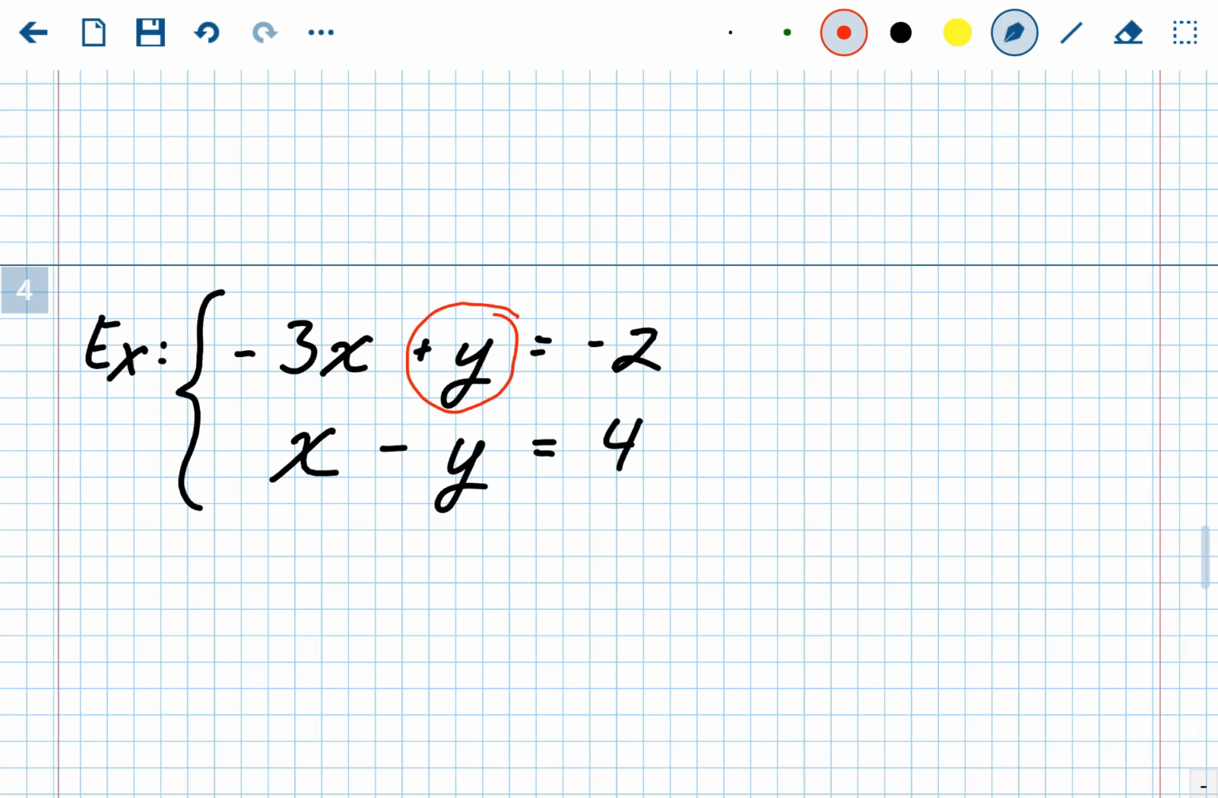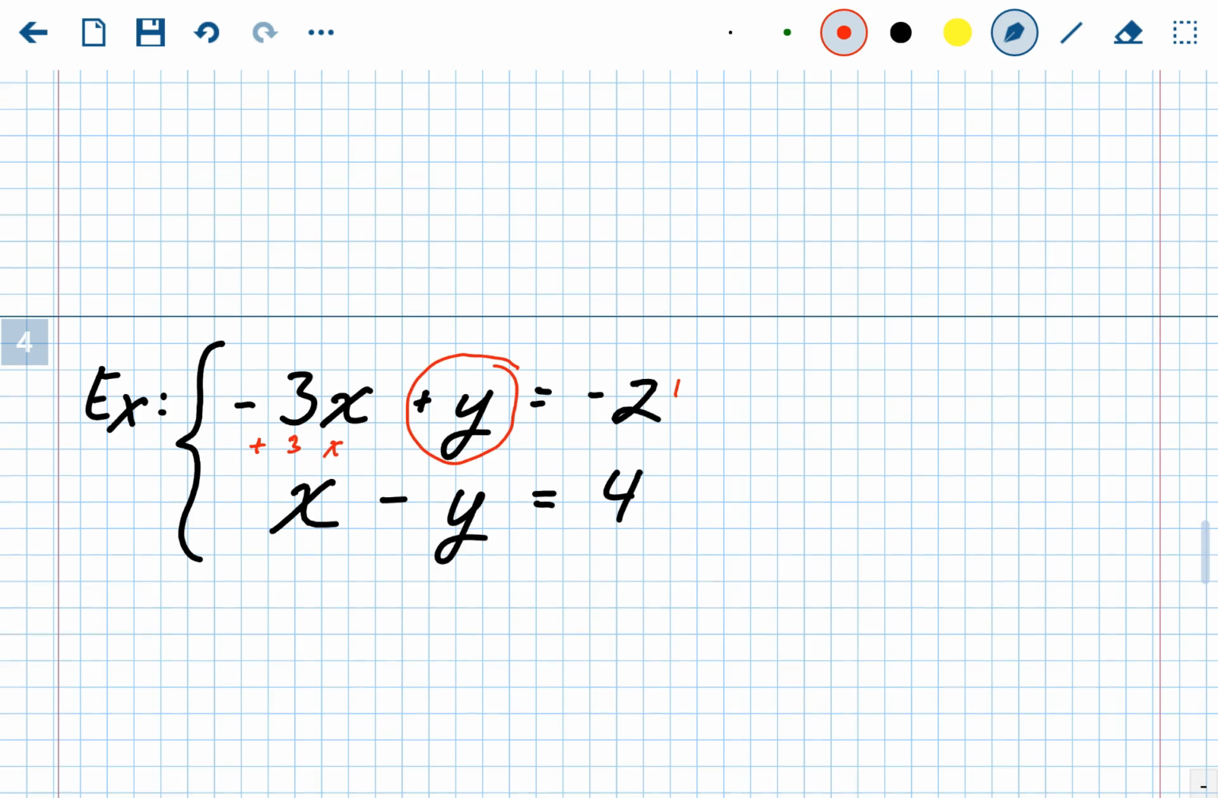Well, if you have negative 3x plus y equals negative 2 and you want to get just y, we're going to have to add this 3x to the other side. That's going to cross out. And now we have y by itself on the left side equals negative 2 plus 3x. I'm just going to leave it like that. So that's my step 1. I got one variable isolated from the top equation.